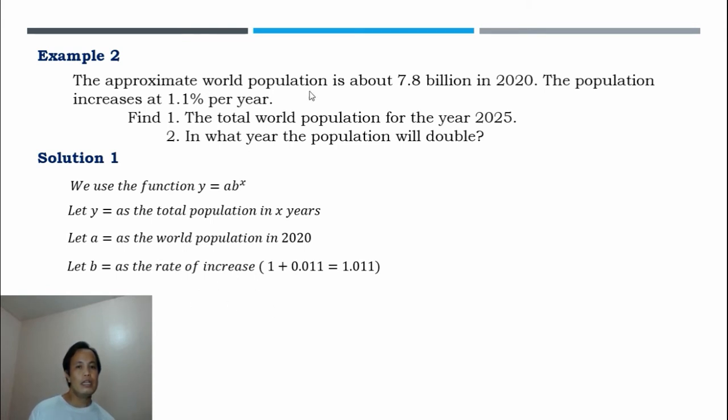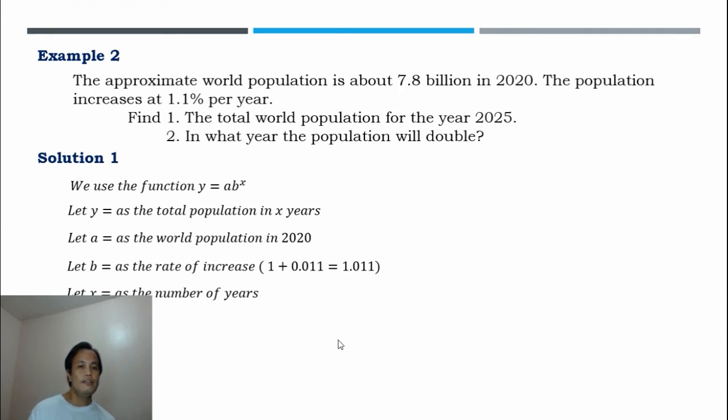Since this is increasing, this is an example of exponential growth. So if this is exponential growth, our rate can be written as 1 plus the rate. 1.1% per year in decimal is 0.011, which gives 1.011. So we will be using this value in our function. And of course, we let x be the number of years.